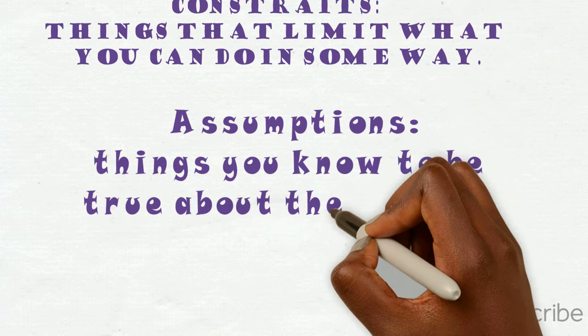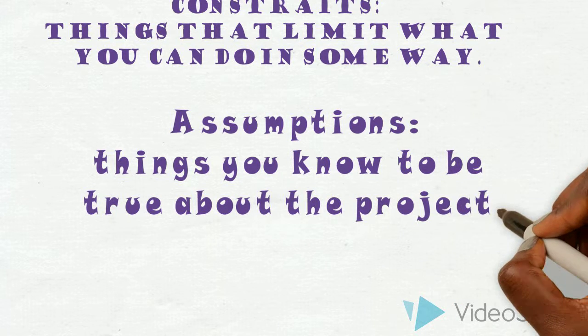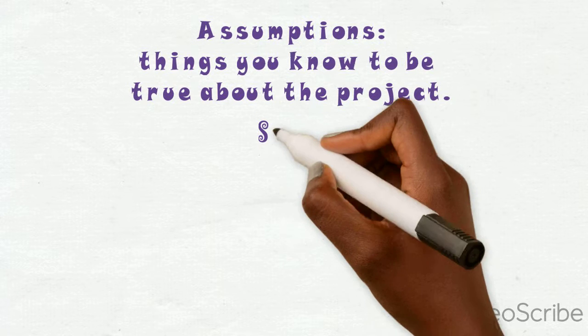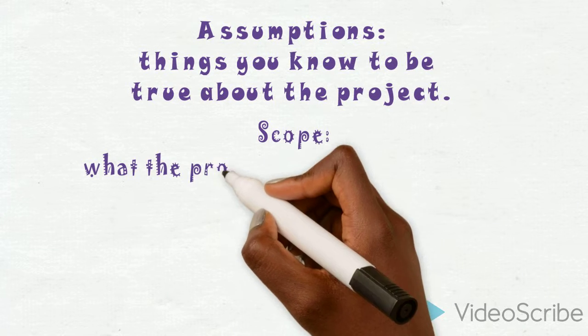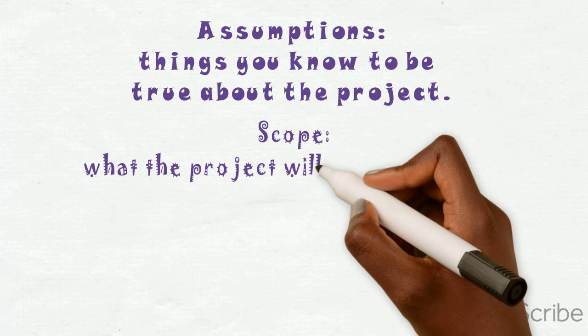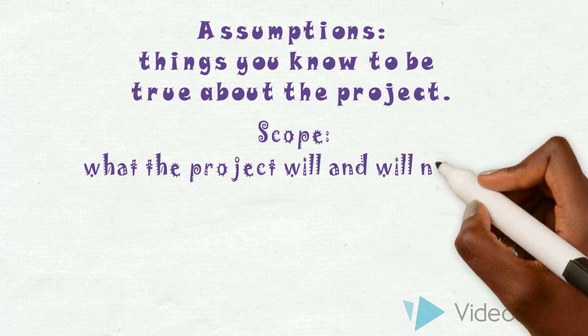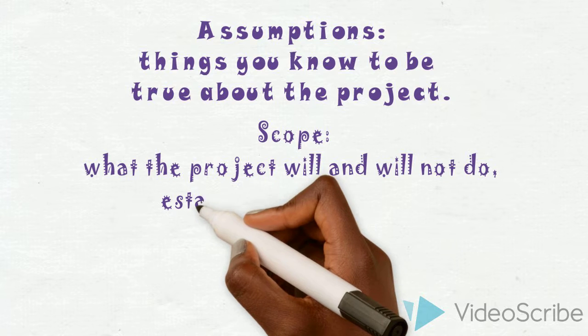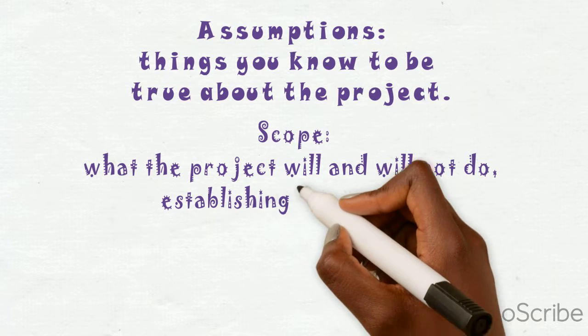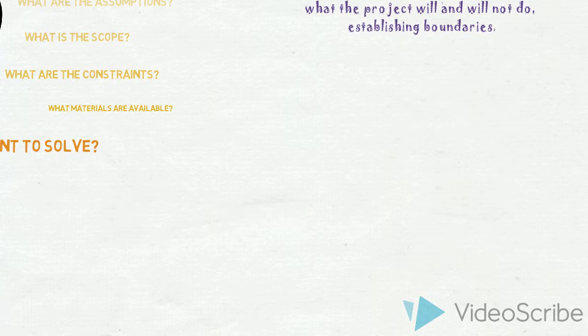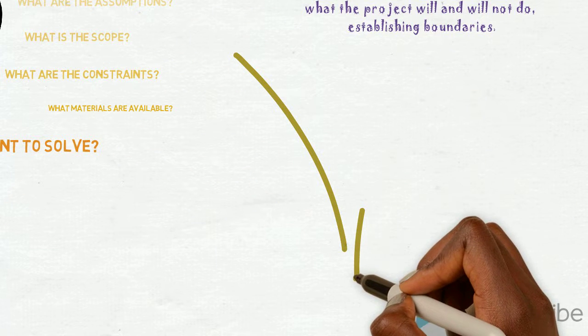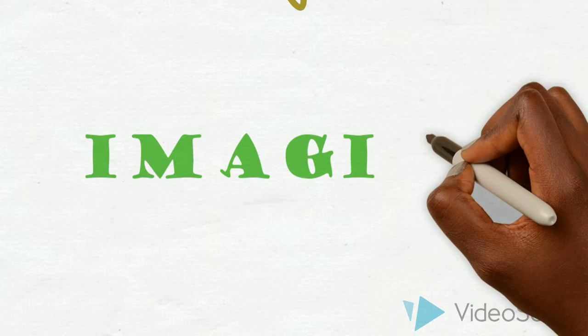And the final term is scope. This is what the project will do and what the project will not do. So assumption and scope kind of go together. Assumption is this is what you know to be true about the project. So your assumption could be, I know I have 20 minutes to work on it. The scope is the project is designed to be as tall as possible and freestanding.